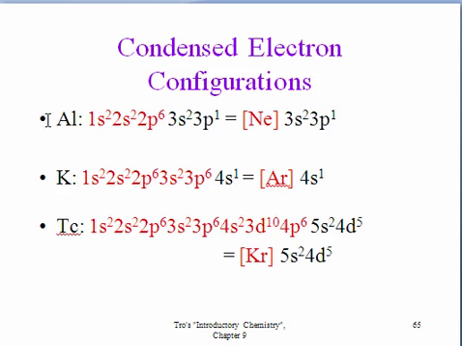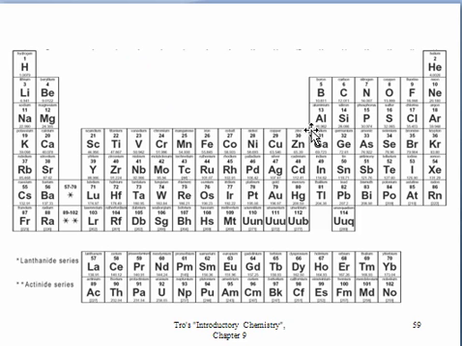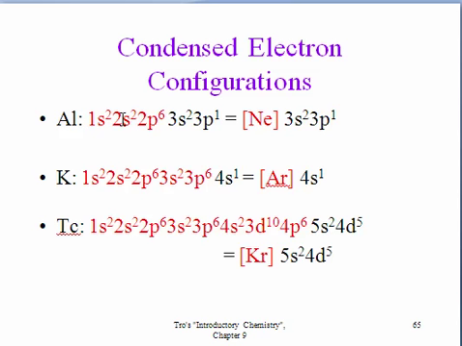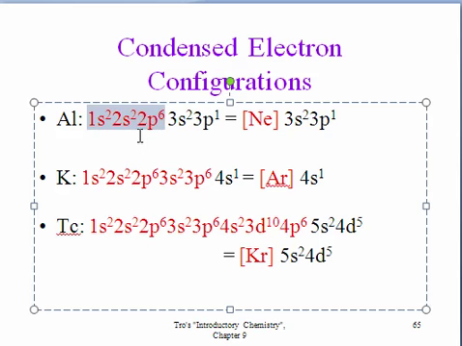So for example, let's look at aluminum. Aluminum right here has 13 electrons. If we look at the previous noble gas, one period up and all the way to the right, we have neon. We know that neon has all filled subshells, and so neon is going to be our shortcut for the first 10 electrons of aluminum. So if we write out the electron configuration for aluminum, our first 10 electrons have the same configuration as neon.